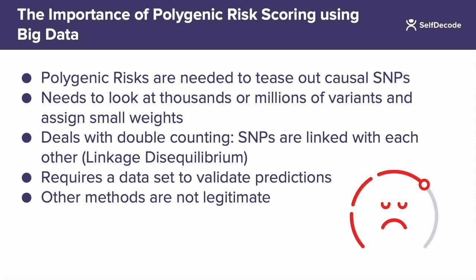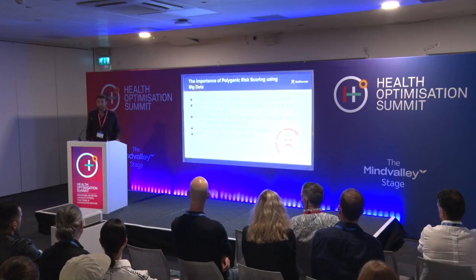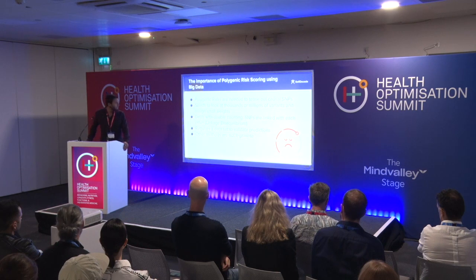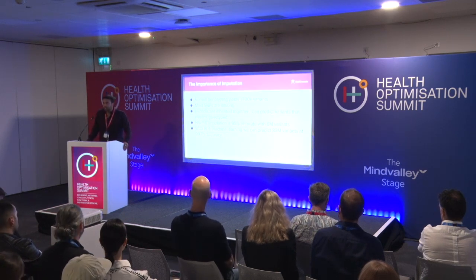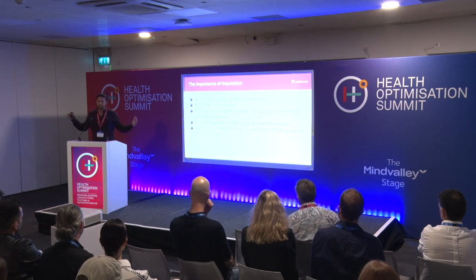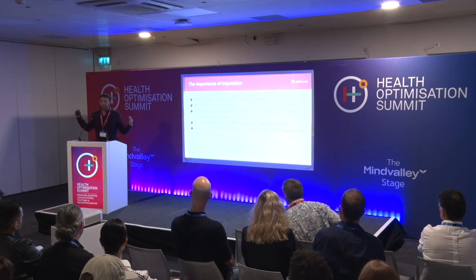And then you also need a very large data set to validate those models, to make sure that the polygenic risk scores are accurate for each model that you're testing, for each condition. Other methods are just not legitimate. The difference of the impact between these approaches is at least 10x.